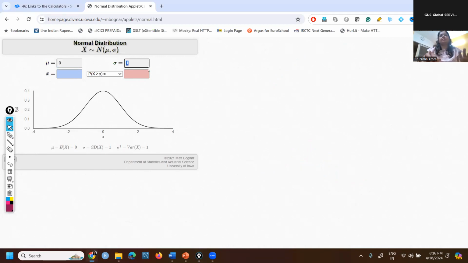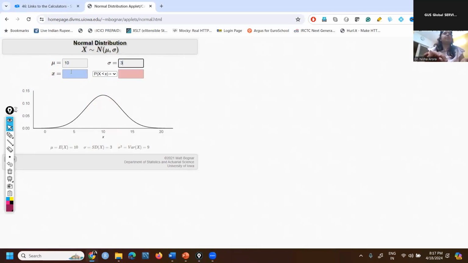Mean is 0, sigma is 1. I can change it if I want, but for now I'm keeping it the same. I can change what probability I want. Suppose I say between this limit to this limit. This is my 1 sigma limit. Mu plus sigma is 1, mu minus sigma is minus 1. So I'm finding out the probability that x is between minus 1 and plus 1. This is the probability. You don't need rote learning. You are able to see things happening. 95%, 99.7%. All other probabilities, you can find out, change the numbers, play with this, and find out what it can be.